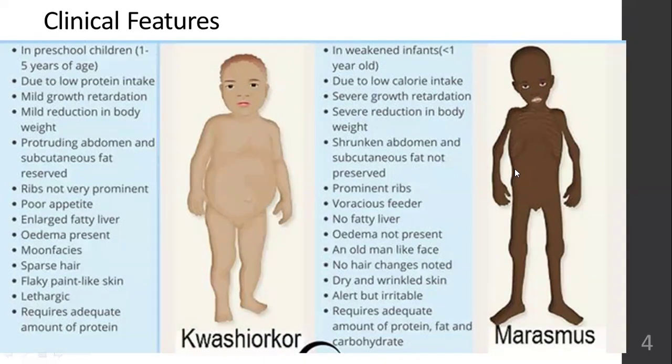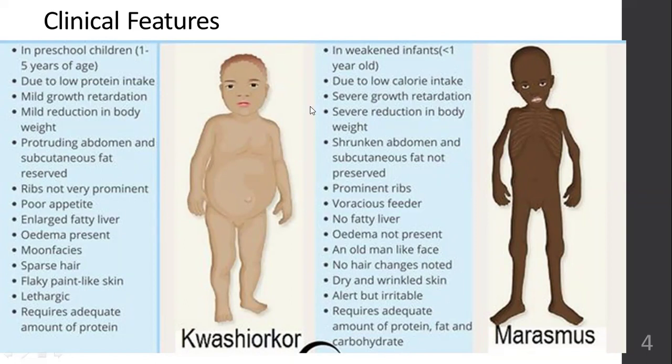Here in marasmus, the child is a voracious feeder, eats a lot. But in kwashiorkor, the child has no appetite and the child has an enlarged fatty liver. Too much fat, that fat that was not digested well, not utilized well, gets accumulated in the liver, and there is a risk of fatty liver. Edema is present all over the body.